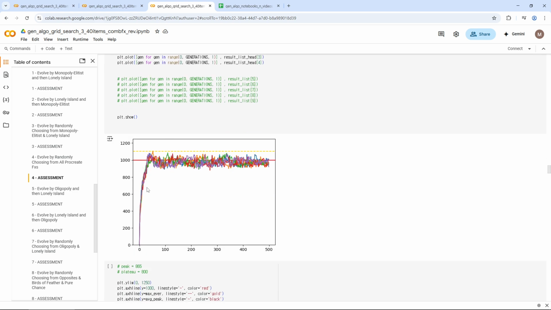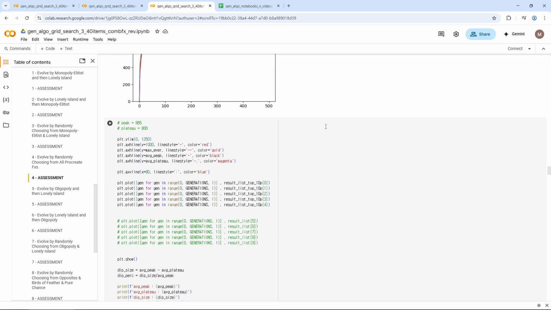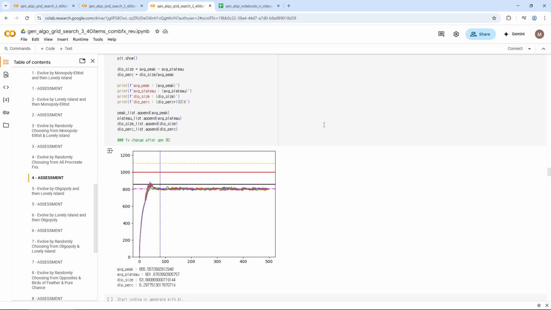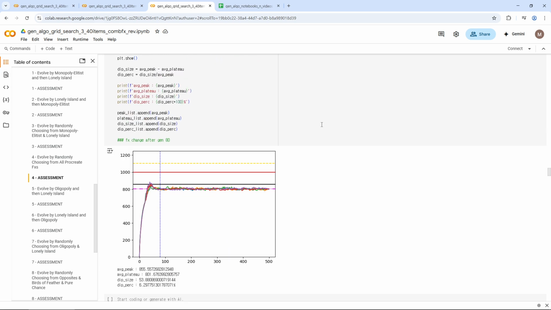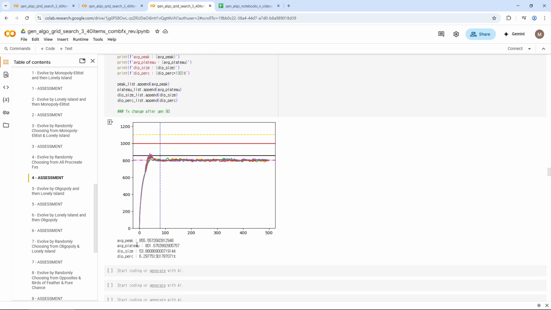Here are the plots for the top entities, the heads, a lot of oscillation. And here is the plot for all the top 10% values, average of top 10%. And we see that the dip size, the average peak minus average plateau, is 53.88 something, and dip percentage is 6.29. So there is still a bit of a dip, but smaller than these 2 or 3.